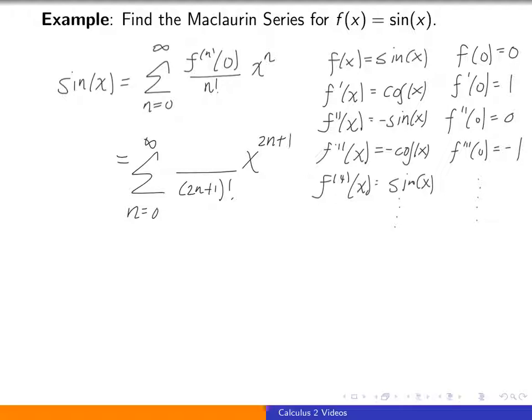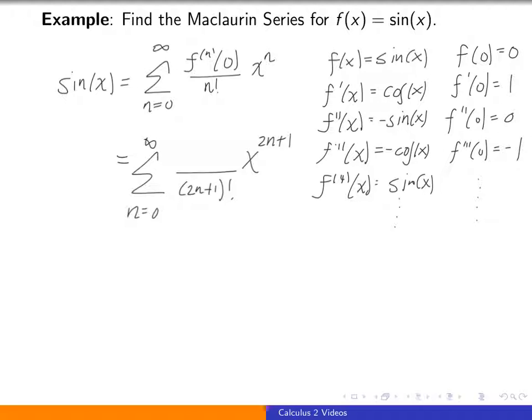So all of the odd terms would be represented as seen here. Because note, what is an odd number? It's an even number plus 1. If you plug in n equals 0, that corresponds to 1. If you plug in n equals 1, that corresponds to 3, and so on.